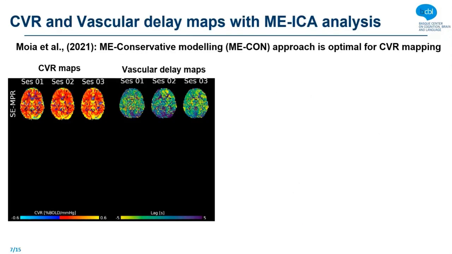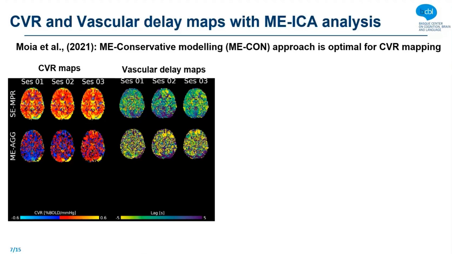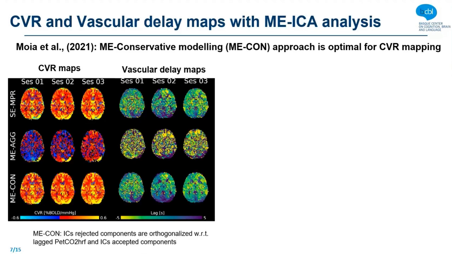As I explained before, they did a denoising technique where they compared an aggressive, moderate, and conservative approach. In this first image, we can see the results of the CVR maps and the vascular delay maps in single-echo, then multi-echo aggressive and multi-echo conservative. And we can conclude that the multi-echo conservative approach is optimal for CVR maps. This multi-echo conservative approach took into account the ICA rejected components that were orthogonalized with respect to the lagged PETCO2 and the ICA accepted components.